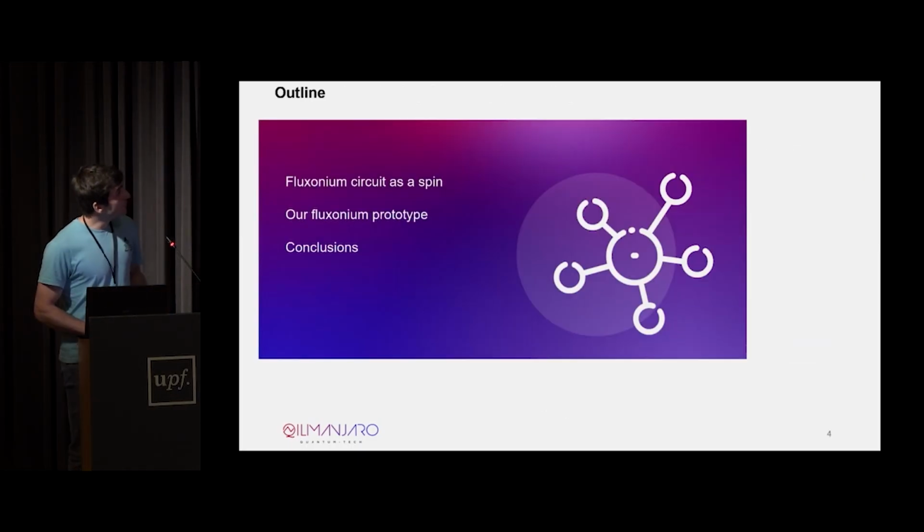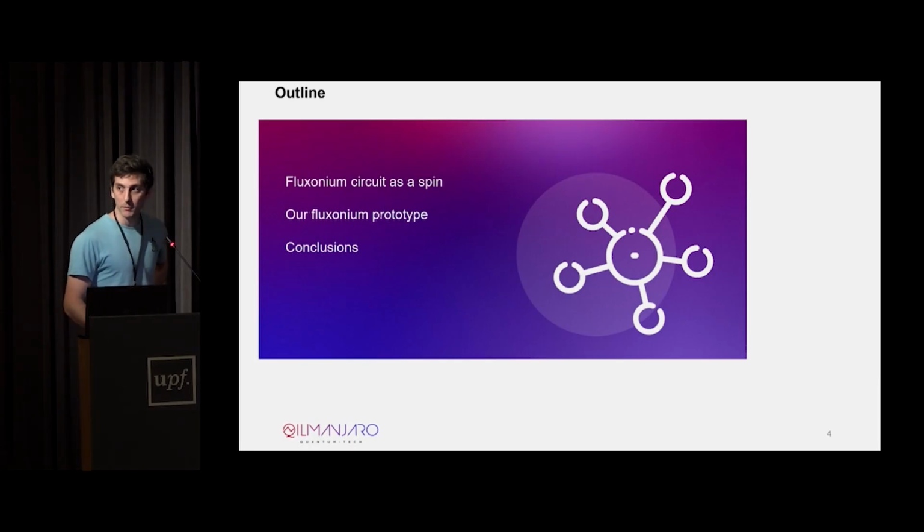So this brings me to the outline of my talk. In the first part, I will show you how we can map a Fluxonium superconducting circuit to a spin particle. In the second part, I will describe our Fluxonium prototype together with some experimental results. And finally, I will give some conclusions.